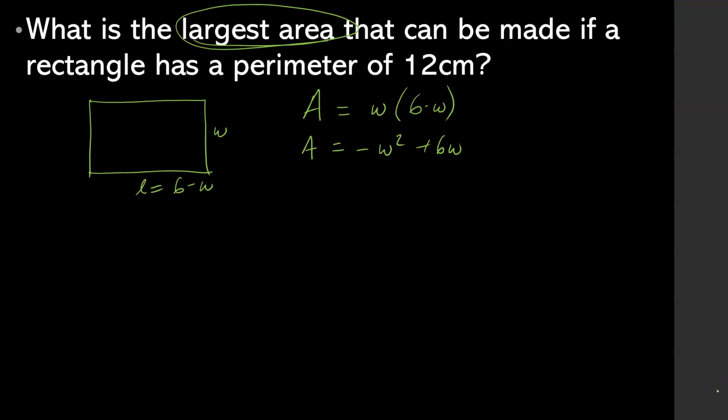Let's see. Length and width have to be positive. So W, our input, is definitely greater than 0. But if you'll notice over here, length has to be 6 minus W. W also has to be less than 6. I'm hoping from there everything's pretty easy. A prime is negative 2W plus 6. Set A prime equal to 0.